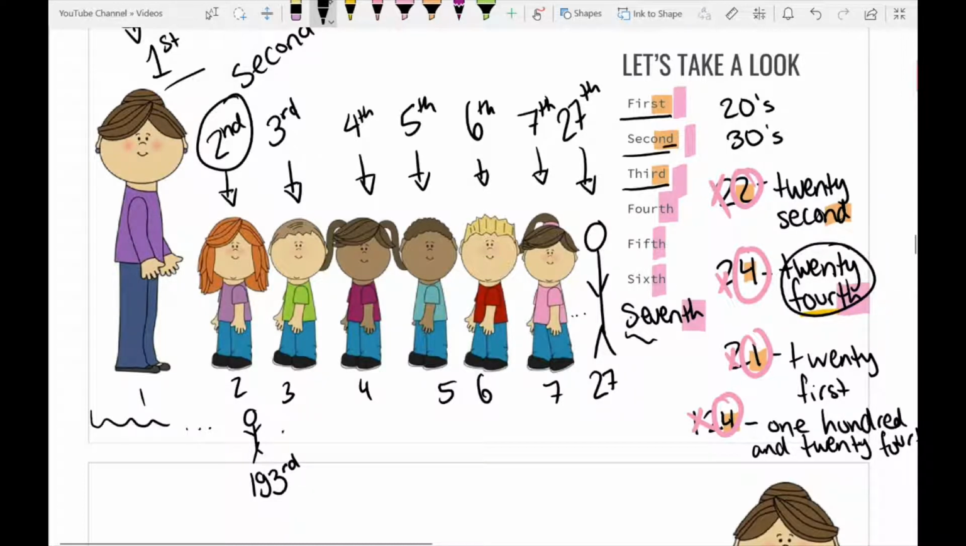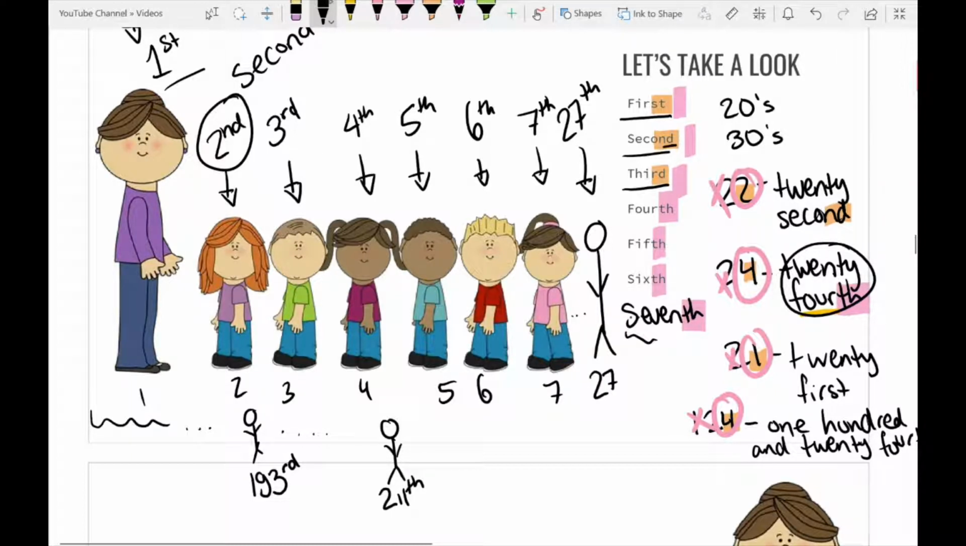Now imagine the lineup keeps going down. You have this student right here. They're in position 211. How would we say that as an ordinal number? If you said 211th, you'd be correct.